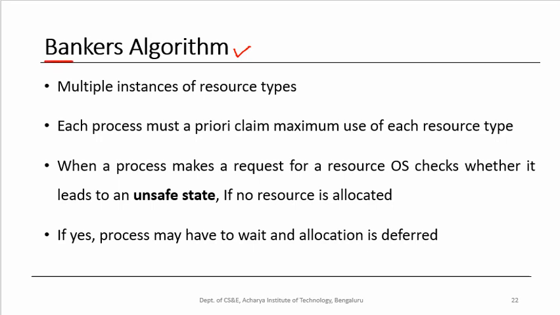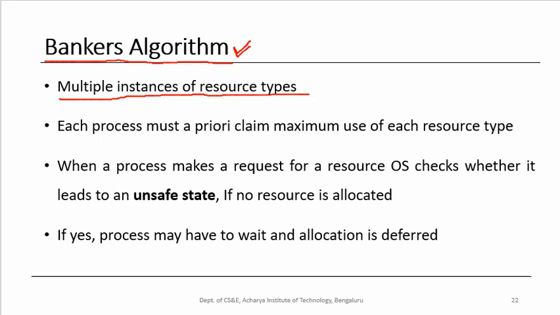Why has this got the name Banker's algorithm? Because banks always make sure that they never go out of cash while distributing the cash to the customers who are there in the bank. So a similar approach is being followed here. Therefore, this algorithm is called Banker's algorithm. It is used when we have multiple instances of resource types.